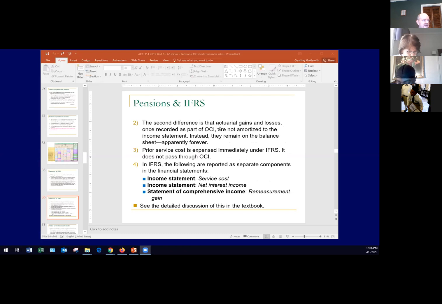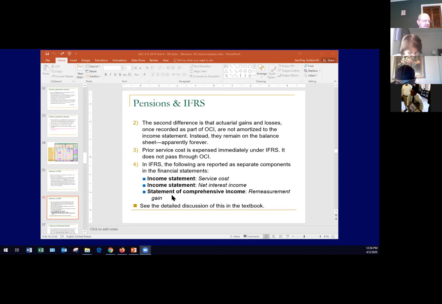The second difference is that actuarial gains and losses, once recorded as part of OCI, are not amortized to the income statement. Instead, they remain on the balance sheet apparently forever. Prior service cost is expensed immediately under IFRS. It does not pass through OCI. In IFRS, the following are reported as separate components in the financial statements: service cost, net interest income, remeasurement gain.